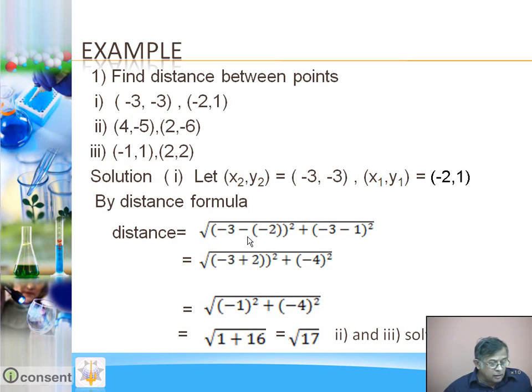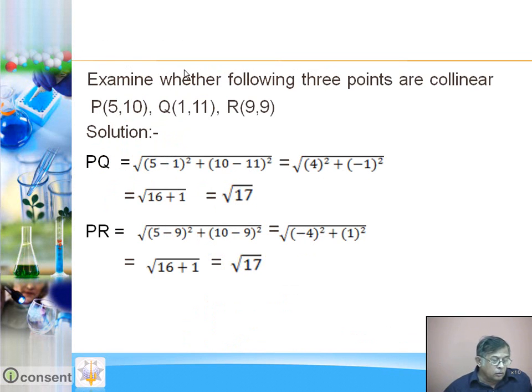So here (-3 minus -2) square plus (-3 minus -1) square, that is (-3 plus 2) square plus (-4) square. So distance is √17. Now examples 2 and 3, these examples are activities for you. You find out the distance between these points.